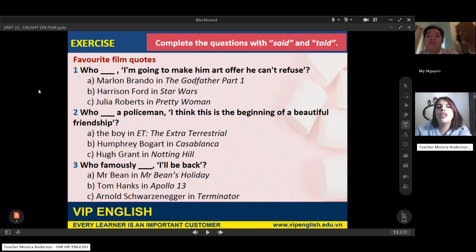Said or told? Who said or who told I'm going to? Who said? Very good. Actually, policeman. So who said or who told? Told. Very good. Because of a policeman, so we say who told. And who famously said "I will"? Said, of course. Very good. So as you can see, after said, again, the sentence begins using a subject, but after told, we have a noun or object pronoun.